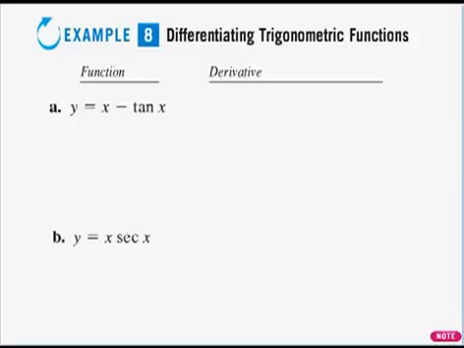Example 8. Differentiating trig functions. It looks like for the first one, we just have a simple difference of a couple of functions. We've got an x and a minus tangent, so we take the derivative, y prime. Well, the derivative of the first term, x, is 1, and the derivative of tangent is secant squared.